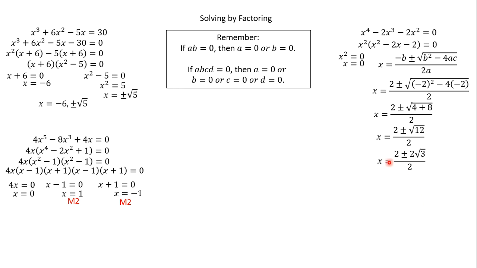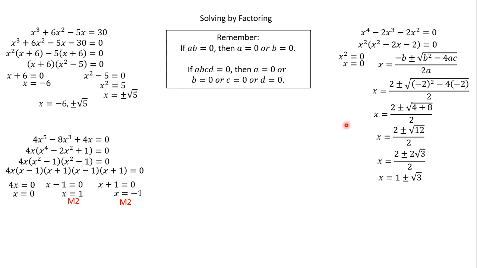Remember, when you simplify the 2's, you have to simplify it from both pieces on the top. I actually recommend just splitting up the denominator. Go 2 over 2 plus or minus 2 root 3 over 2. It makes the simplification a lot easier, and chances are you won't make that common mistake. But when we simplify, 2 over 2 is 1, plus or minus 2 over 2 times root 3 is root 3. So we have 1 plus root 3, 1 minus root 3, and then 0 and 0, which would be how many roots? 4.